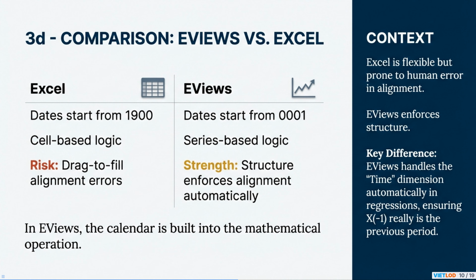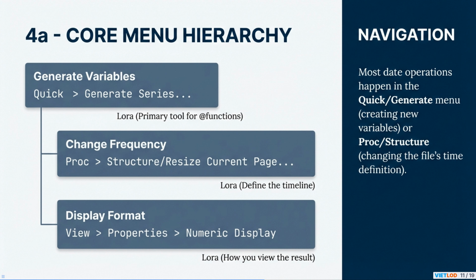This slide compares how Excel and EViews handle time series data, highlighting the strengths of EViews for econometric analysis. In Excel, dates start from 1900, and it uses a cell-based logic, which, while flexible, carries the risk of alignment errors, especially with drag-to-fill functions. EViews, on the other hand, starts its date system from year 0001 and employs series-based logic. Its inherent structure automatically enforces alignment, which is a significant strength.